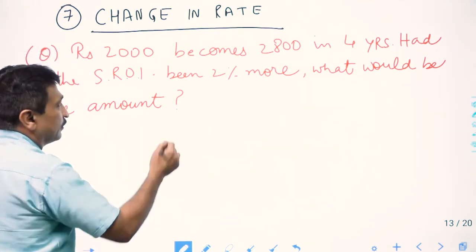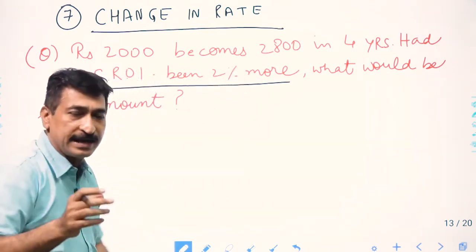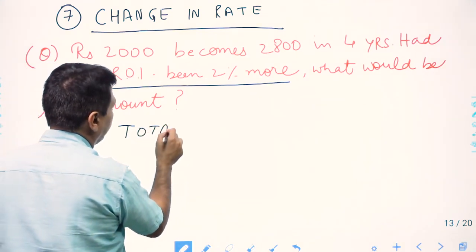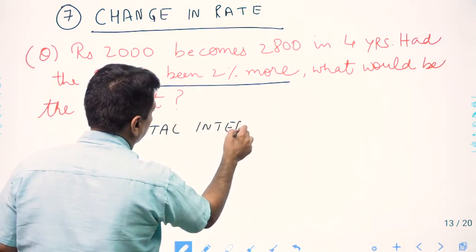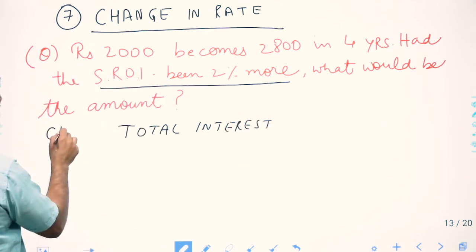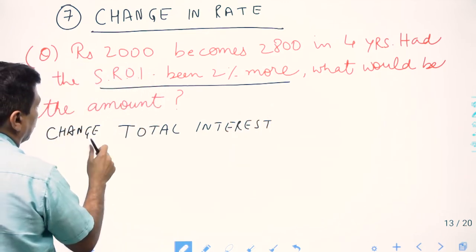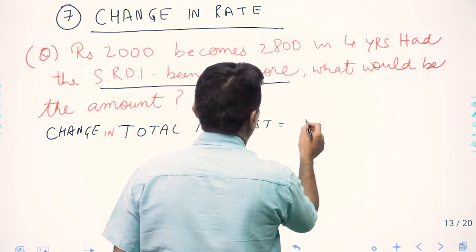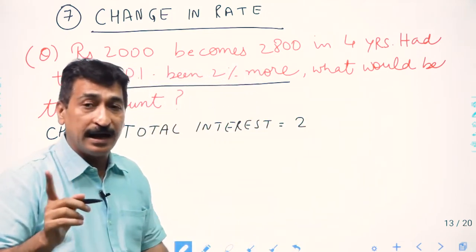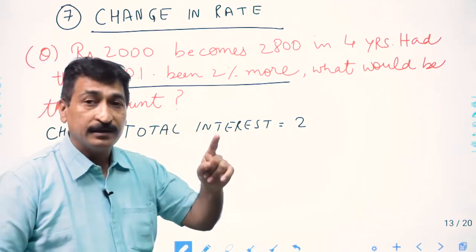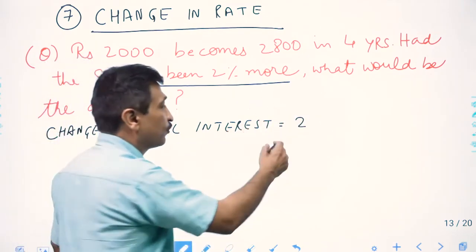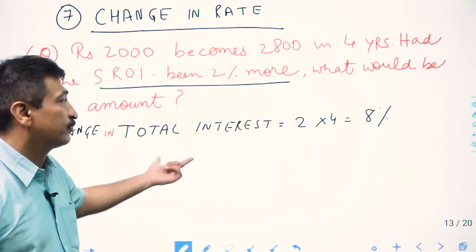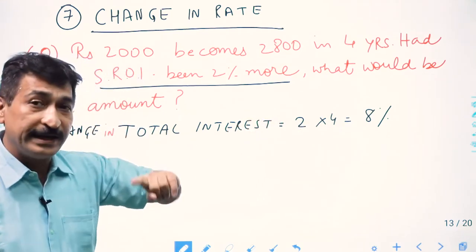First of all, simple rate of interest is 2% more, means every year 2% extra will be levied. So what will be the change in the total interest? Change in total interest: 2% each year, again R into T, 2% each year for 4 years, 2%, 2%, 2%, 2%. So 2% into 4, which is 8%. So total change in rate of interest would be 8%. So the money will be 8% more.